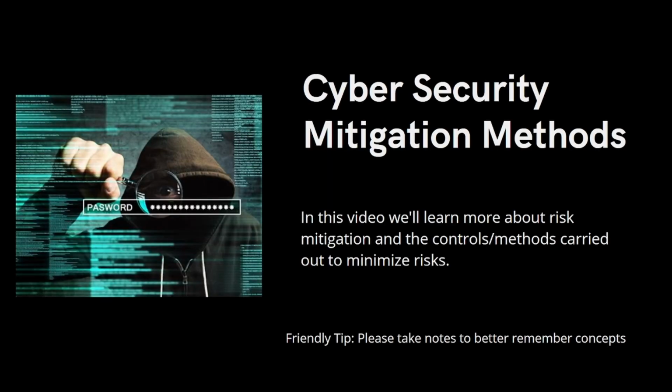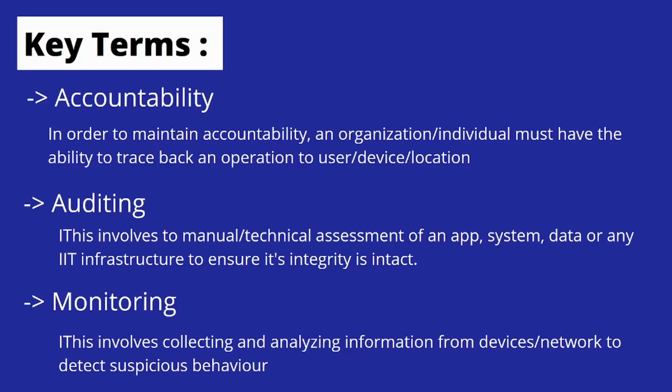Hello, in this video we'll learn more about risk mitigation and the controls or methods carried out to minimize the risk. First we'll cover a few key terms. Accountability. In order to maintain accountability, an organization or individual must have the ability to trace back an operation to a certain user, device or location. Without that ability to do so, the organization doesn't have any accountability.